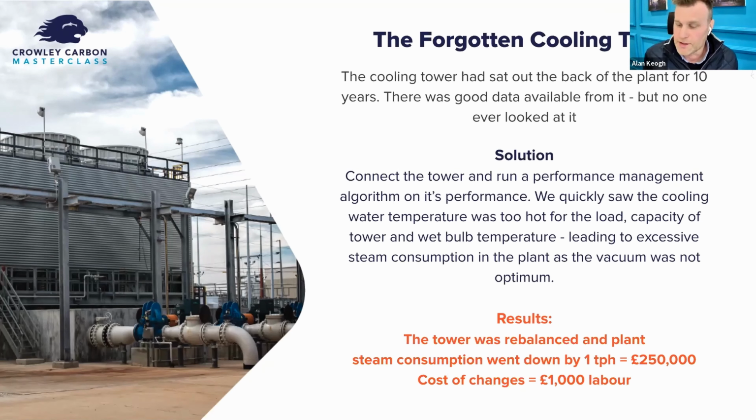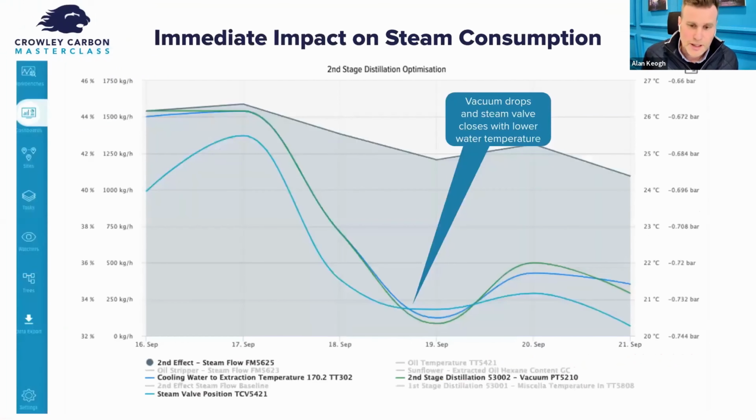So about 2 days work, about £1,000 labor. And the impact was pretty radical or stark. So over this period of time, you can see the cooling water temperature here dropped by about 4 degrees. The vacuum improved significantly. And as a result, the steam consumption on this distillation process dropped from about 1.5 tons to about 1 ton over 3 days or so. And on that particular piece of equipment, it was about half a ton, but over the whole factory with similar pieces of equipment, it was about 2.5 ton saving.